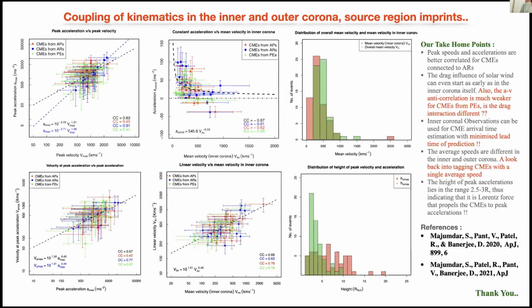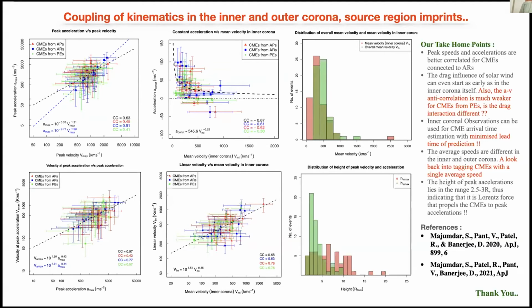Secondly, if we plot the linear velocity of the CME versus the mean velocity in the inner corona, we might agree that this is mostly an intuitive plot. But the importance of this particular plot is that we have found an empirical relationship between the two quantities, based on the positive correlation that we have seen here. If you see the middle panel on the bottom side.